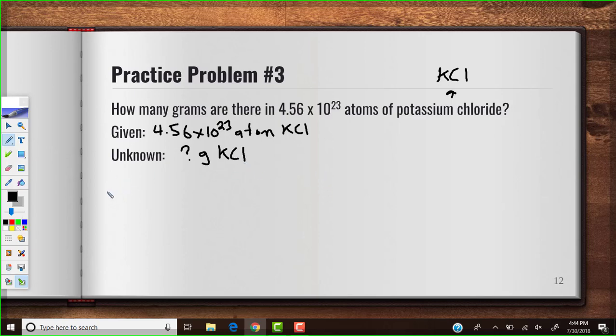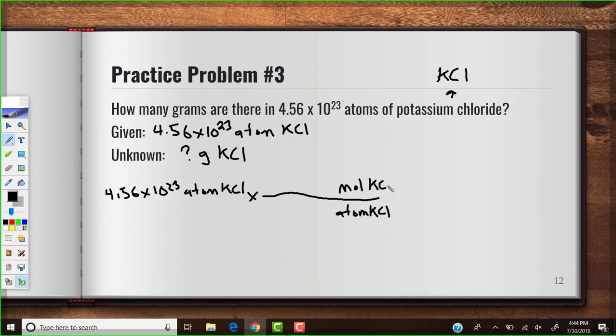So again, we write what we know. 4.56 times 10 to the 23rd atoms of KCl. Whatever unit's on top of the first step goes in the bottom of the next. Now, we need to go from atoms to grams. Is there a direct conversion between atoms and grams? Well, no. It says we have to go through moles. So the first thing we need to do is take our atoms and convert that to moles of KCl.